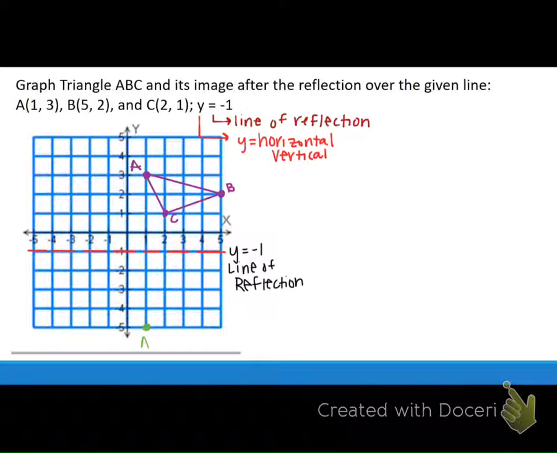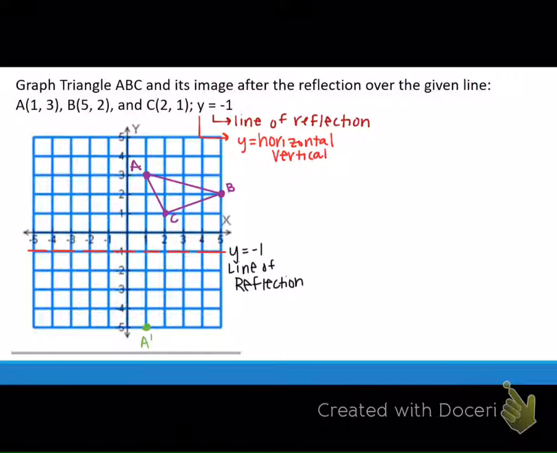And you use that little prime thing to say that it's the image. So remember that the purple, sorry, is the pre-image. And this is the image. So if C is here, how many away from that line is it? 2. So where would it end up on there?